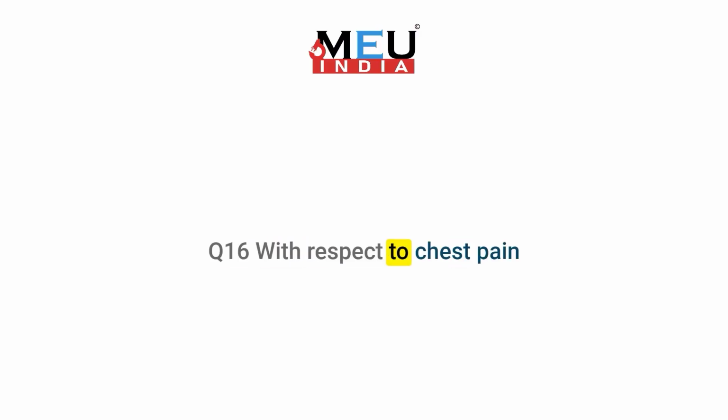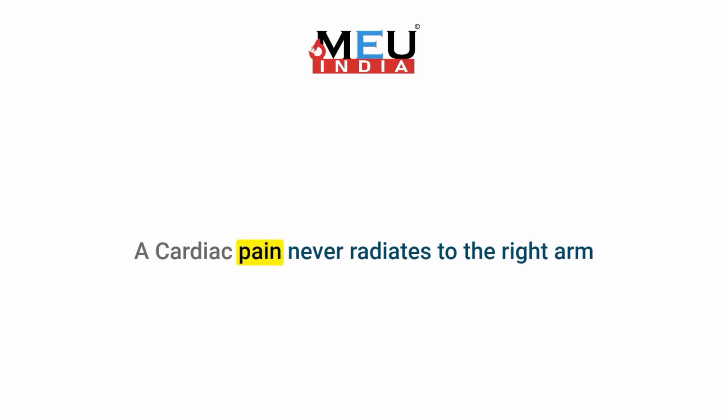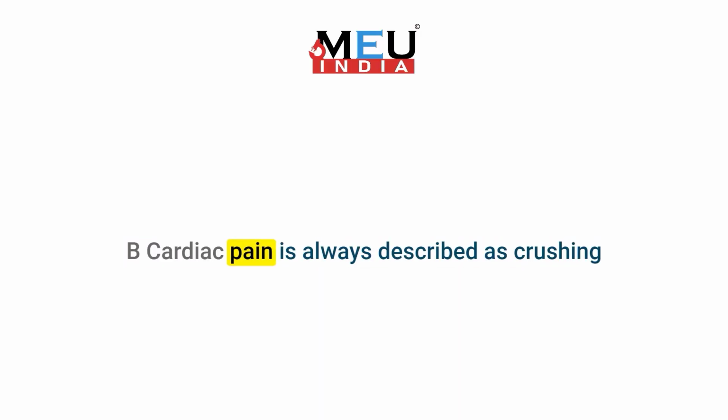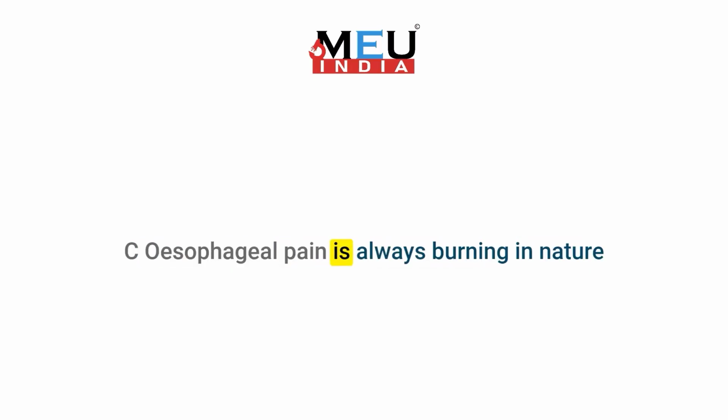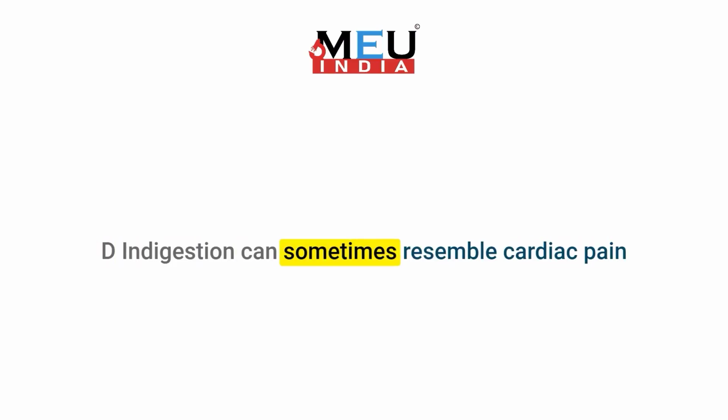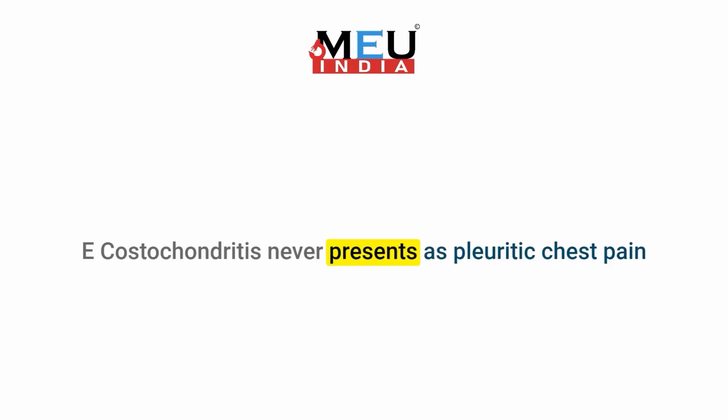Q16, with respect to chest pain. A, cardiac pain never radiates to the right arm. B, cardiac pain is always described as crushing. C, esophageal pain is always burning in nature. D, indigestion can sometimes resemble cardiac pain. E, costochondritis never presents as pleuritic chest pain.